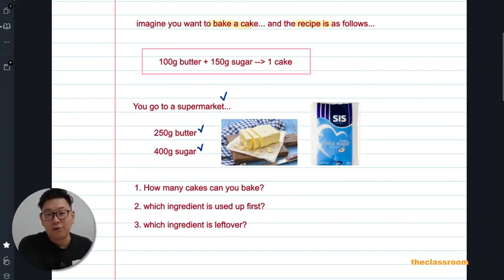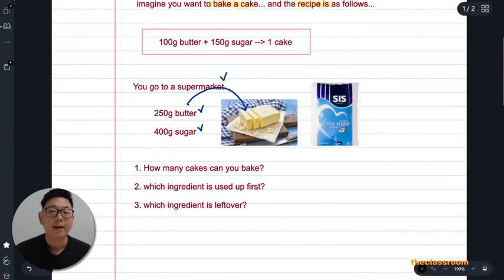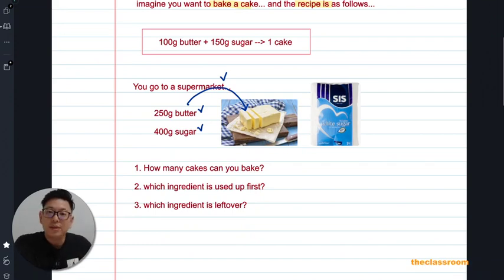You can't buy 100 grams. You can't go there and cut it in half. So you buy the whole block, which is 250 grams, and the whole packet, which is 400 grams. And then you come back home and you think to yourself, based on this, how many cakes can I bake?